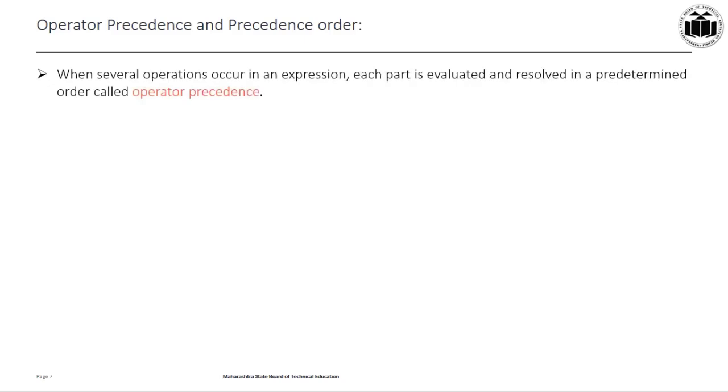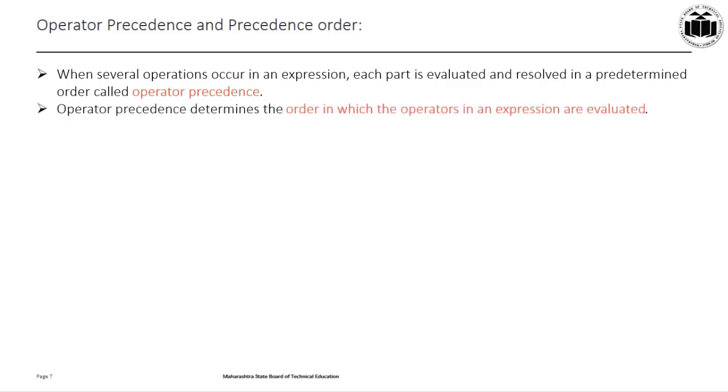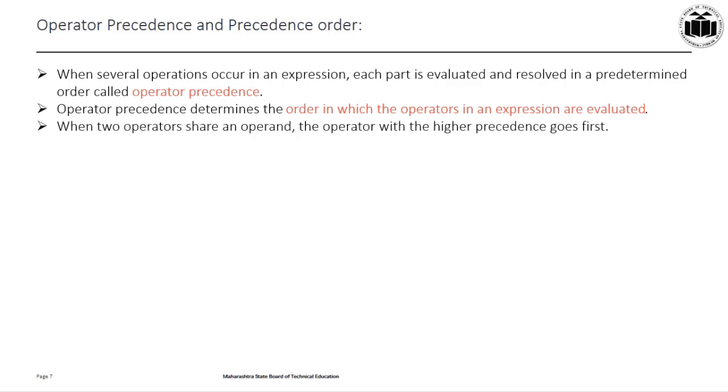When several operations occur in an expression, each part is evaluated and resolved in a predetermined order called operator precedence. Operator precedence determines the order in which the operators in an expression are evaluated. When two operators share an operand, the operator with the higher precedence goes first.